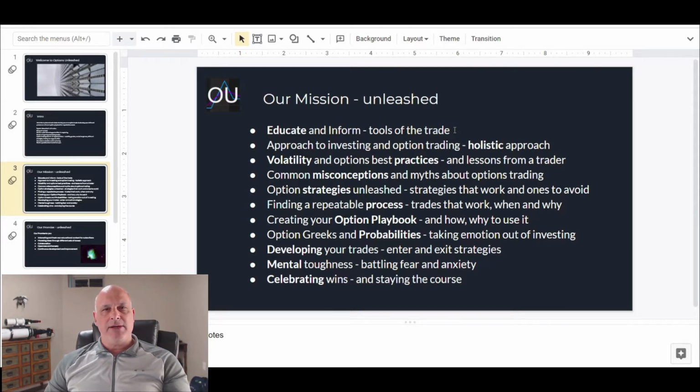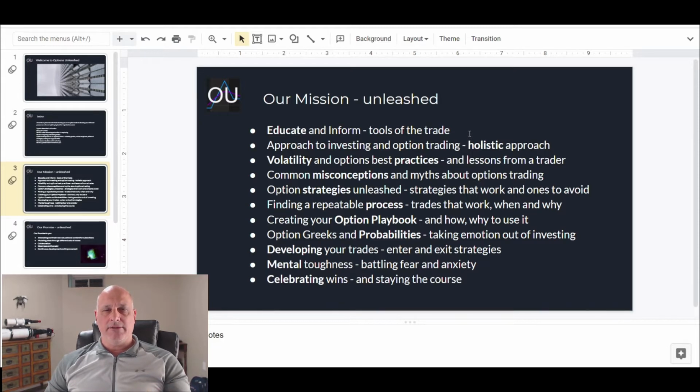So I use the macro and the fundamentals as the big tuning knob, if you will, in terms of honing in on what securities to potentially look at that are good candidates for option trading. And again, my approach to investing and option trading is that I look at these together. I see option trading as augmenting my investing strategy. It's not one or the other.